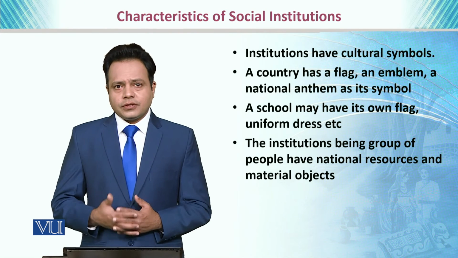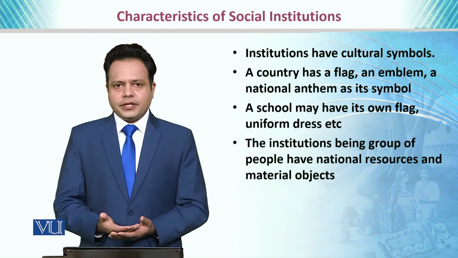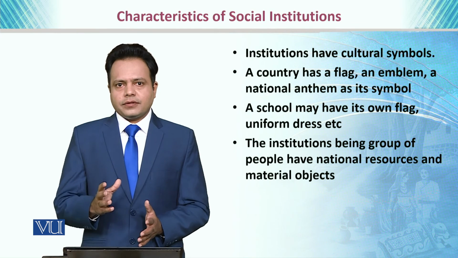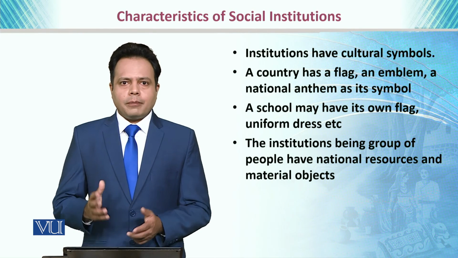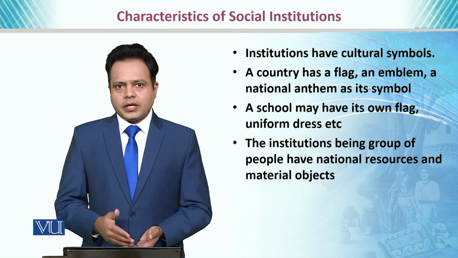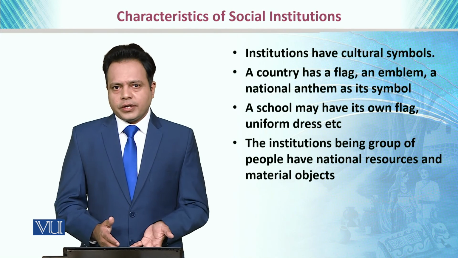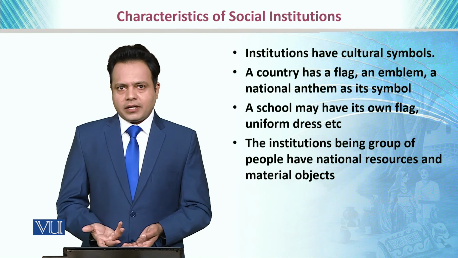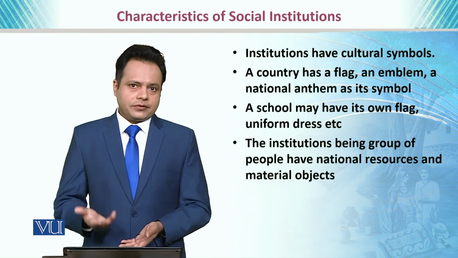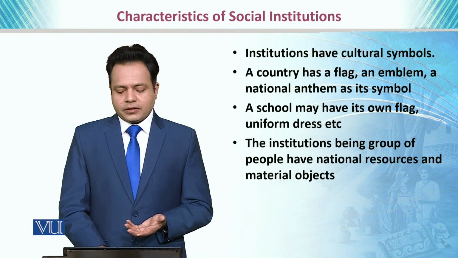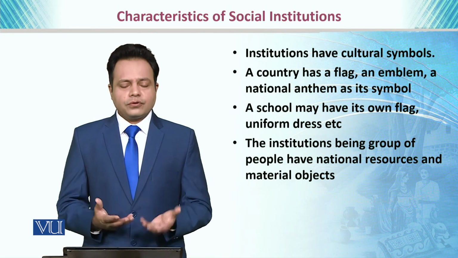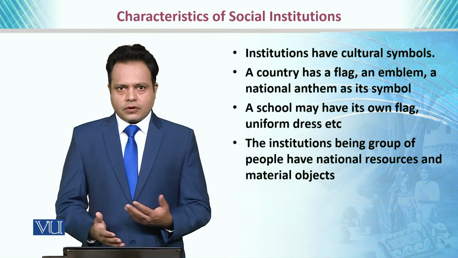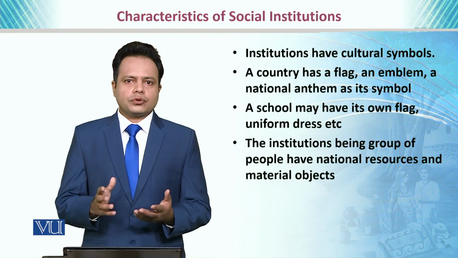Institutions have cultural symbols which are representative of their identities. For example, a mosque is the representative of a religious institution. A bank is the representative of an economic institution. A school is the representative of an educational institution. Like a country has a flag, an emblem, and a national anthem as its symbols. And institutions, being groups of people, have national resources and material objects available to them for the smooth functioning of their norms and values, so that they can build and maintain social order in society.